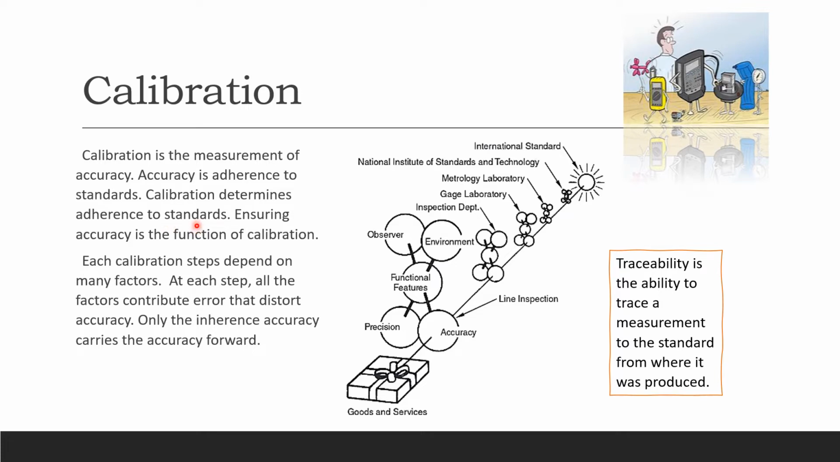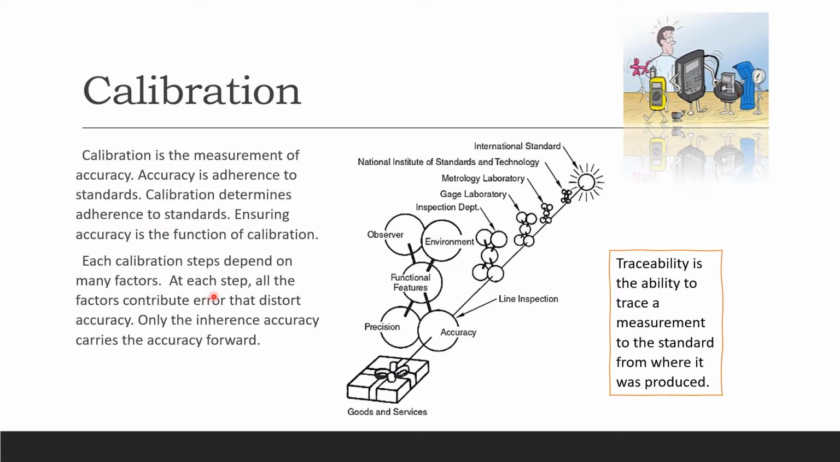Because the standards usually are the correct measurement, we assume it, and we also check it with a greater or grand standard or master standards. So ensuring accuracy is the function of calibration, to make sure your instrument is accurately measuring so that you can use your instrument continuously.